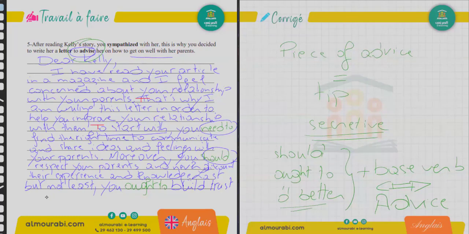So you ought to build trust with them by being honest, by following through on your promises, and by never lying to them. To make parallelism here with being, we use never lying to them.